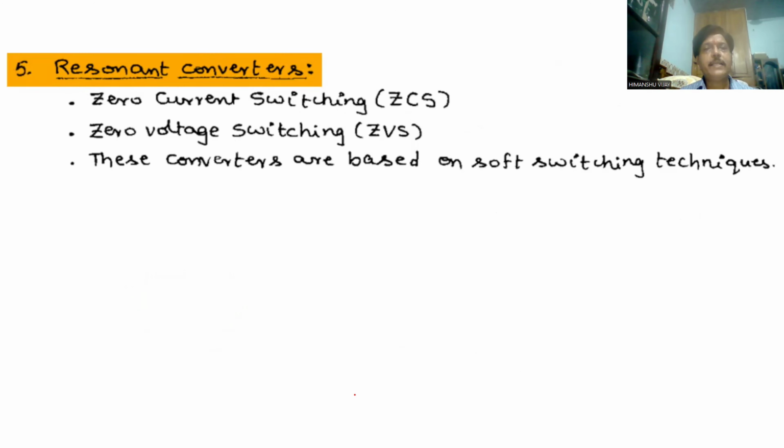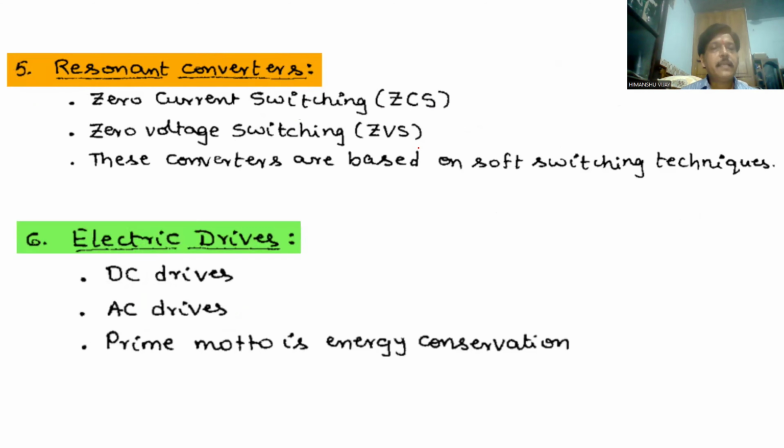Next type of converters are known as resonant converters. These are of two types. One is ZCS, zero current switching, and another works on the basis of zero voltage switching, ZVS. These converters are based on soft switching techniques. Next, the electric drives, in which we have different types of drives: DC drives and AC drives. Accordingly, the converters will be employed. The prime motto is energy conservation in this case.